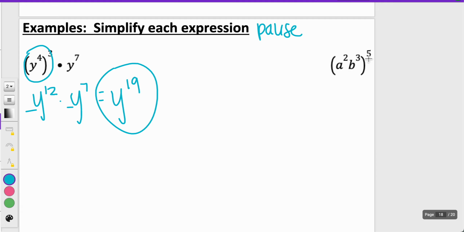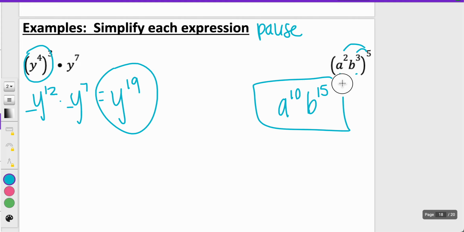And then here, I can't add a and b together because they're different bases, but I can multiply that 5, so I'm going to get a to the 10th and b to the 15th.